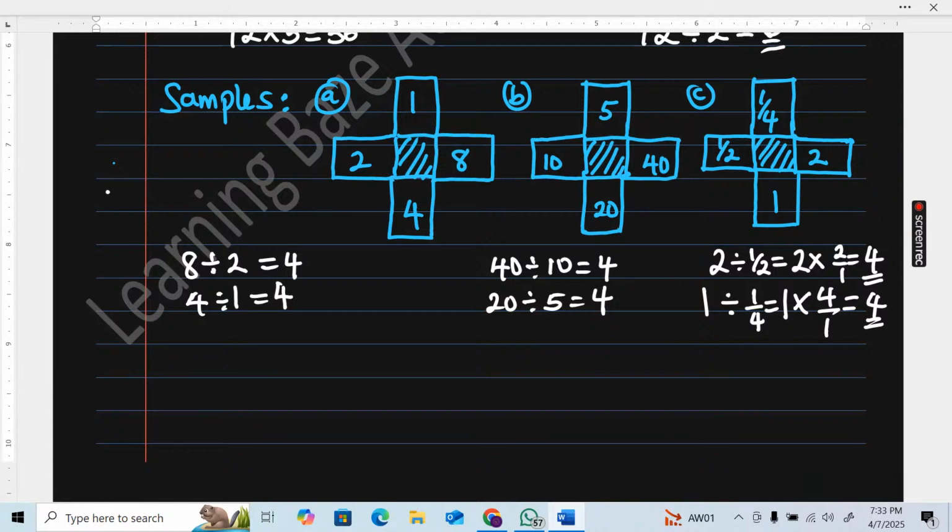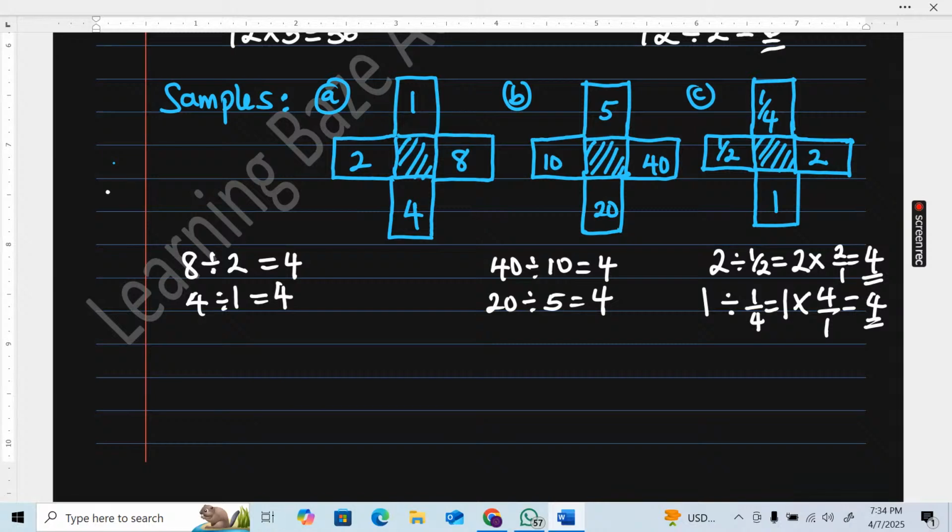So for us to be able to get any of the missing numbers, we may just have to do the opposite. The opposite of whatever was done, that is the opposite of division, is multiplication. We may have to multiply, and for some, we may have to divide. I hope you understand. Now, let's go on.